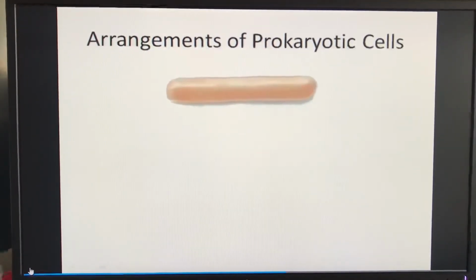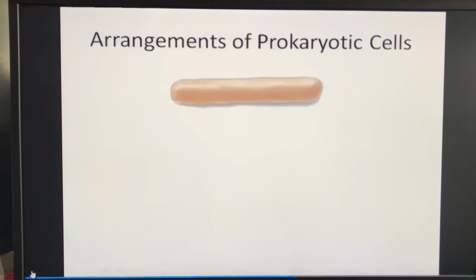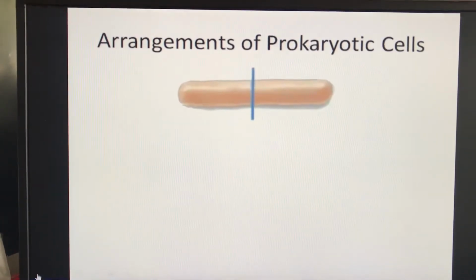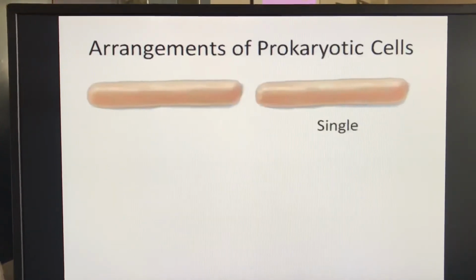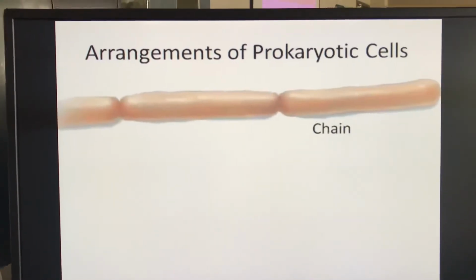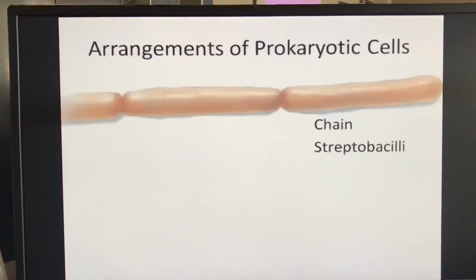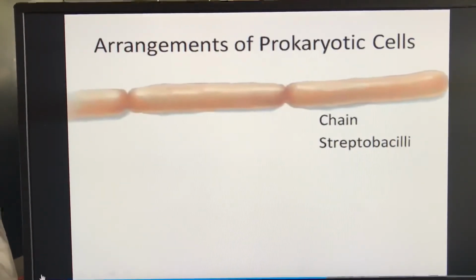Bacilli also undergo binary fission, but they divide in only a single plane, across the cell. Thus they can form singles, pairs, or chains, streptobacilli, but they cannot form tetrads, sarcinae, or clusters.